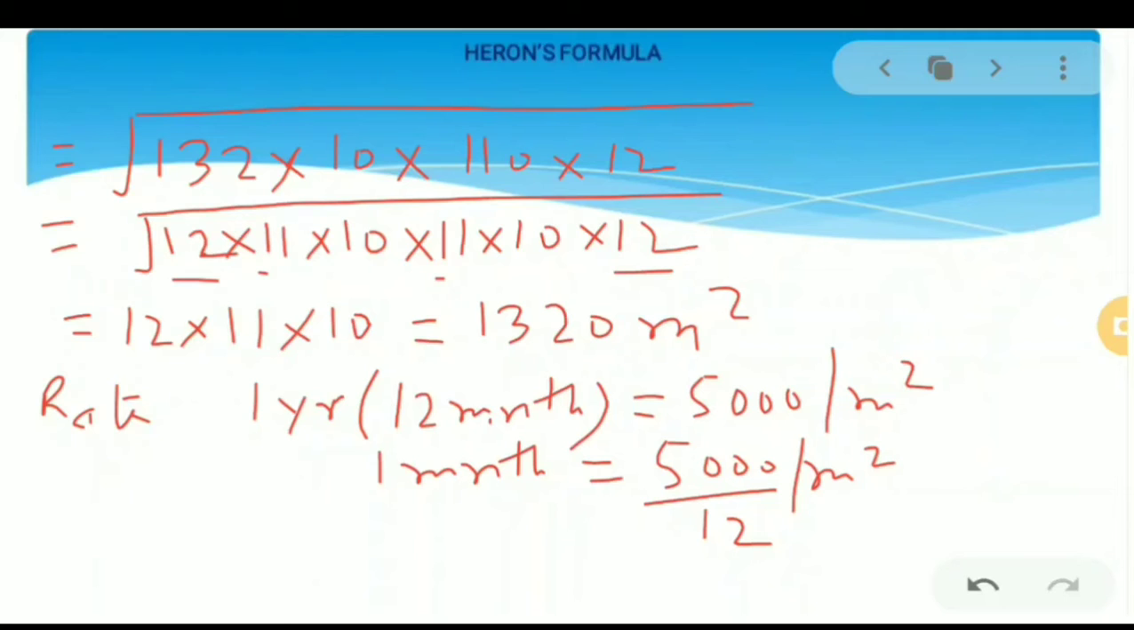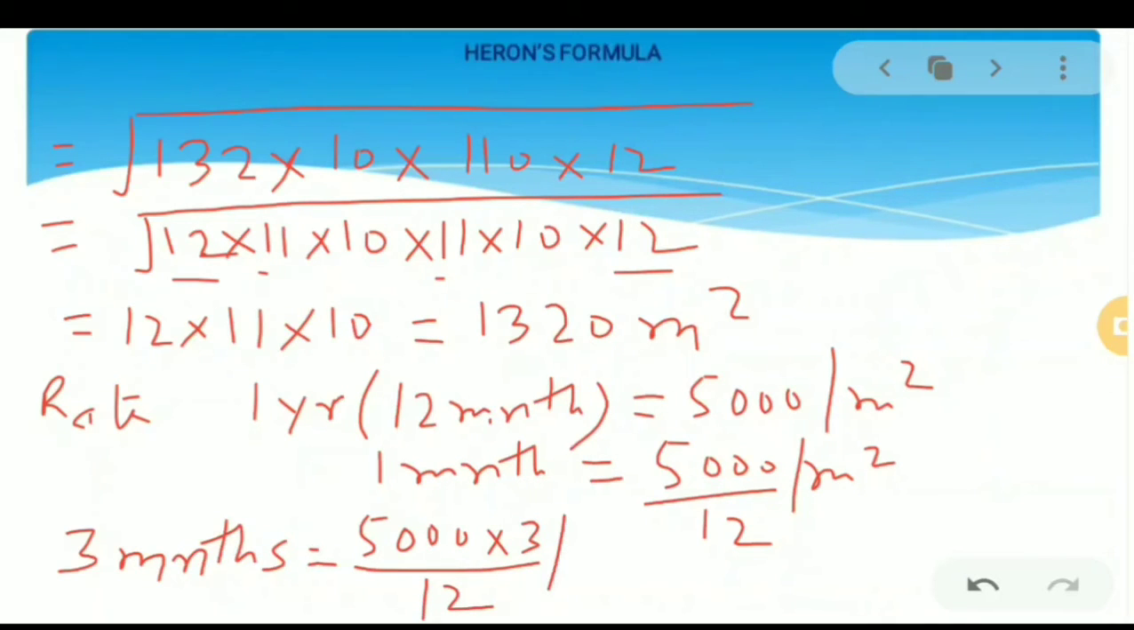Now we have to calculate for 3 months. So for 3 months it will be 5,000 multiplied by 3 by 12 per meter square. So we have taken out the rate for 3 months for 1 meter square. This is the rent for 1 meter square for 3 months, and we have to find the total for 1320 meter square. Now we know the unitary method, we will simply multiply the rate with the area.